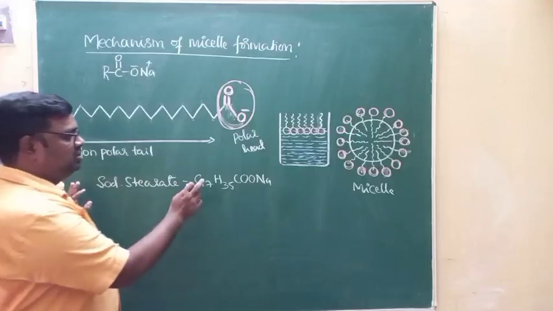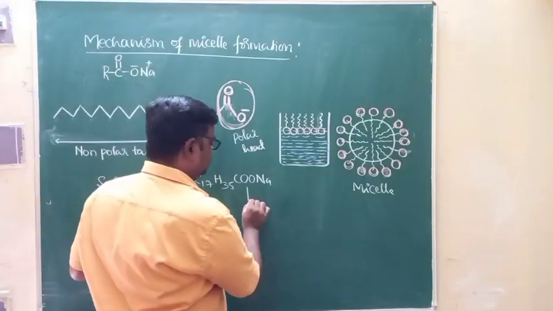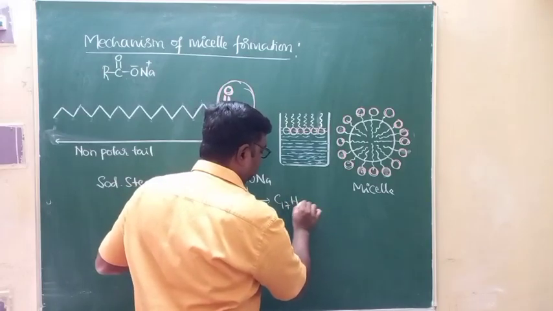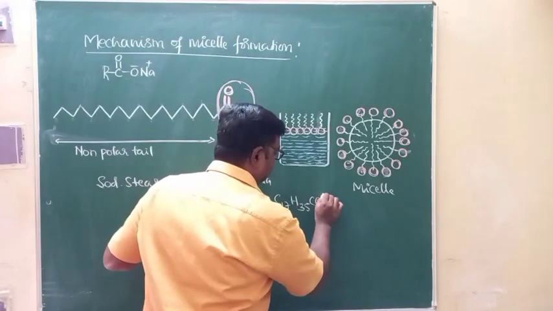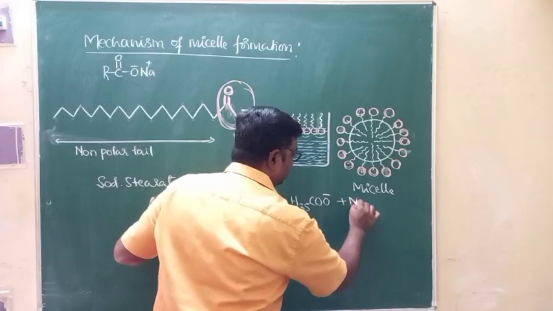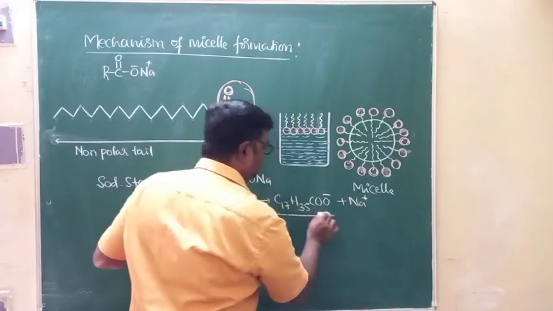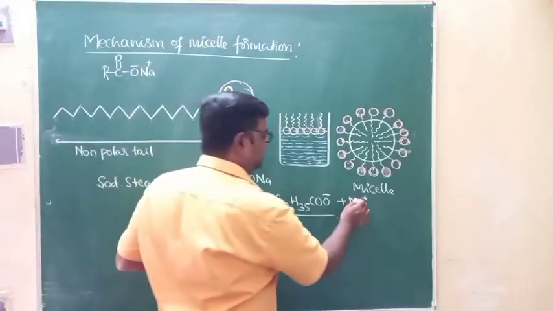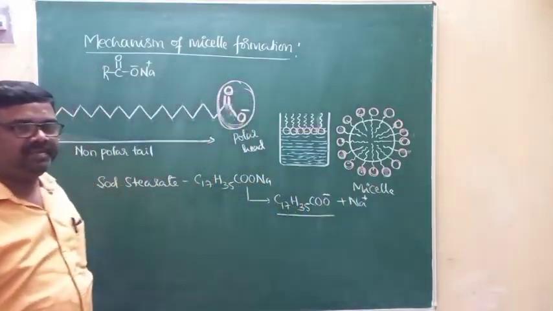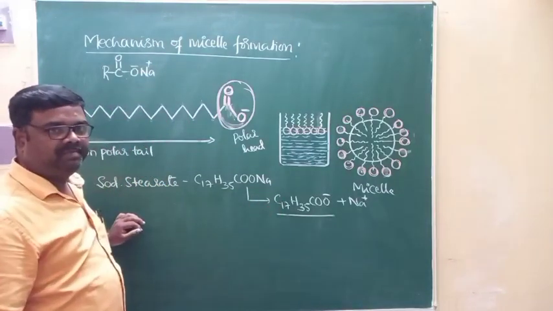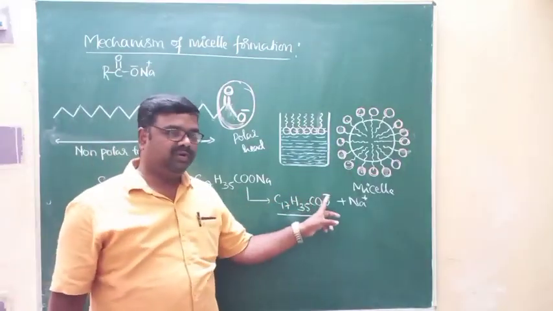Look at this particular sodium stearate molecule. When it is dissolved in water, it produces C17H35COO minus plus Na plus ions, and this is what we call the negative ion. The stearate ion is a negative ion, and of course Na plus ions will remain in water. Look at this stearate ion. It is characterized by 17 carbon atoms, and another part, COO minus.